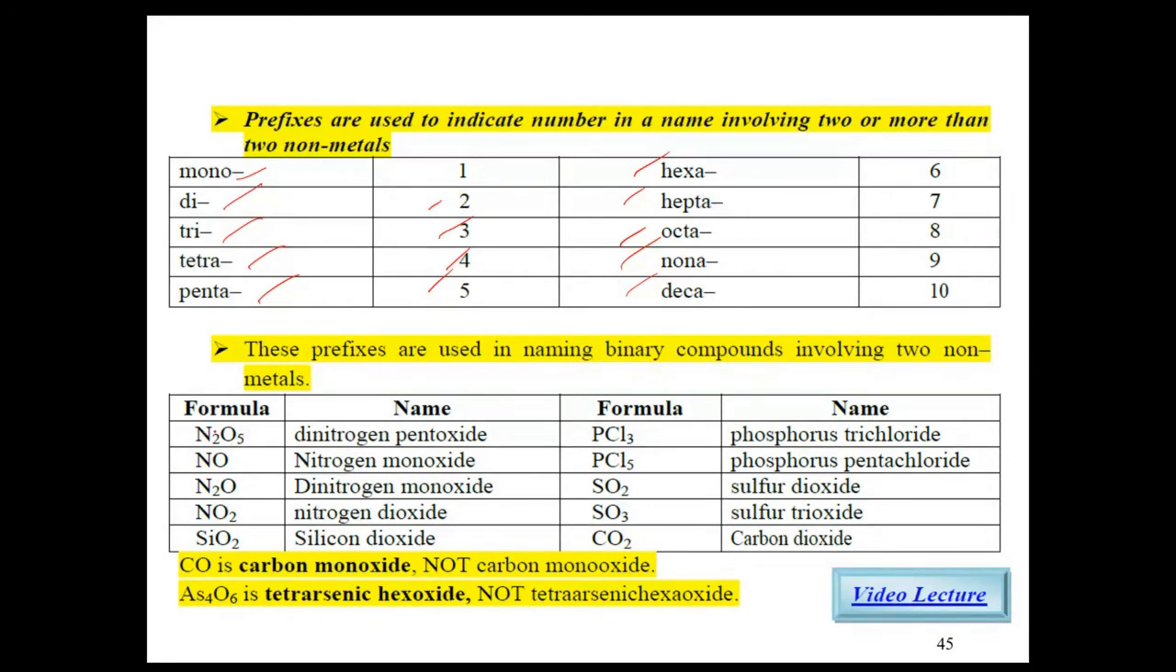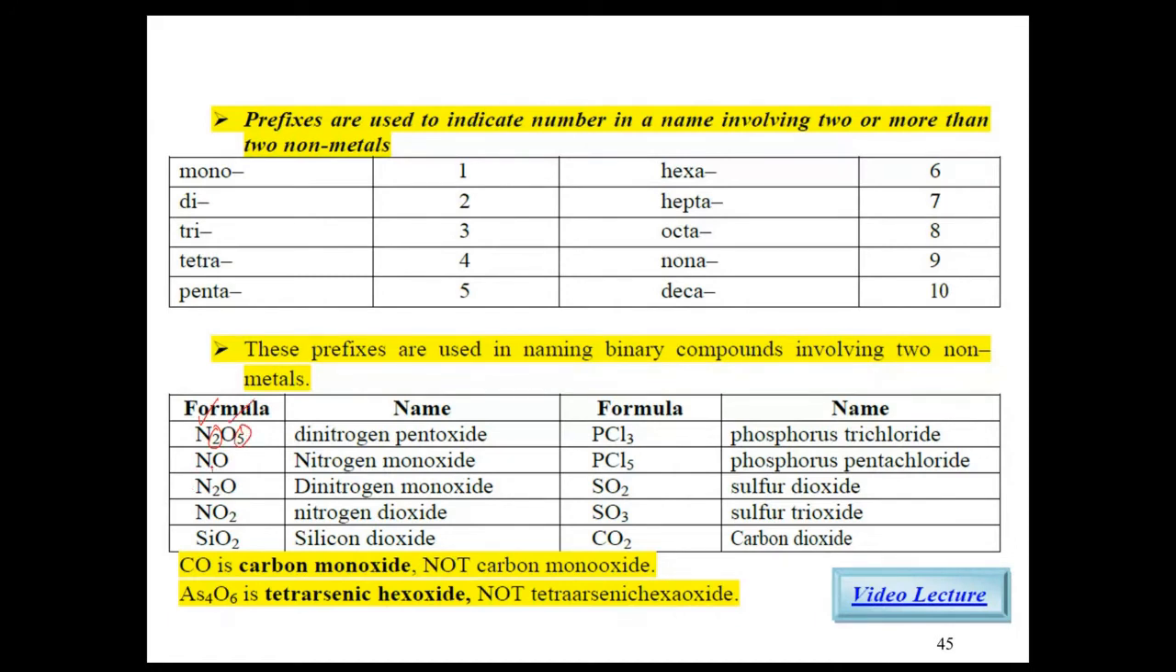It's very simple. First, we have to follow the same rule. How many elements here? 1 and 2. So it means it ends with IDE. Now you have to write the number of atoms. How many nitrogen atoms here? 2. So you will write dinitrogen, because 2 nitrogen, dinitrogen. How many oxygen? 5. Dinitrogen pentoxide.